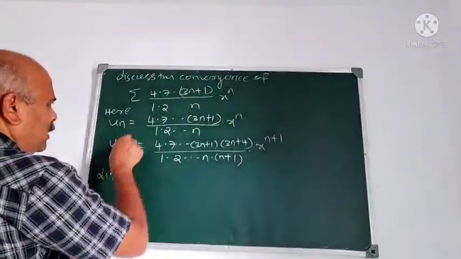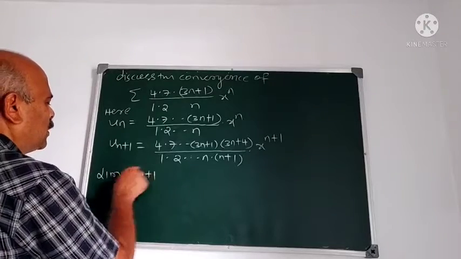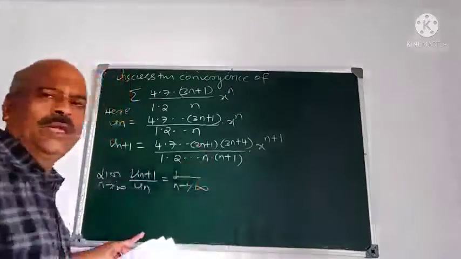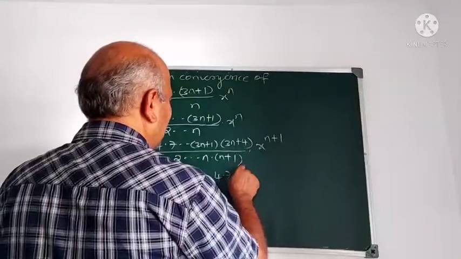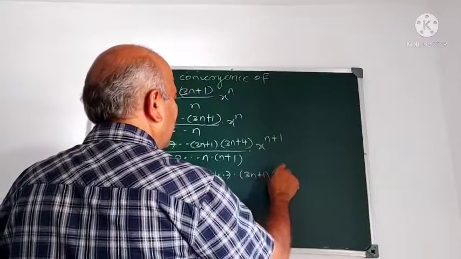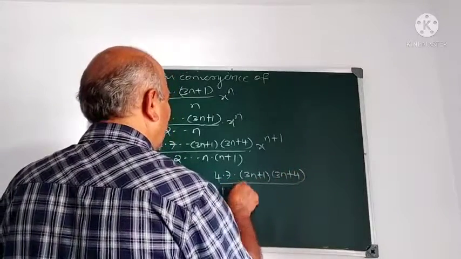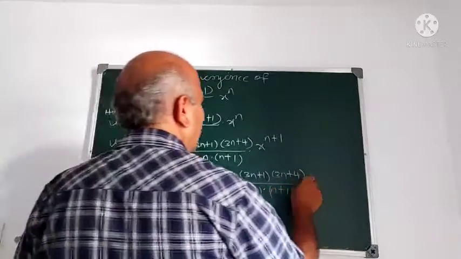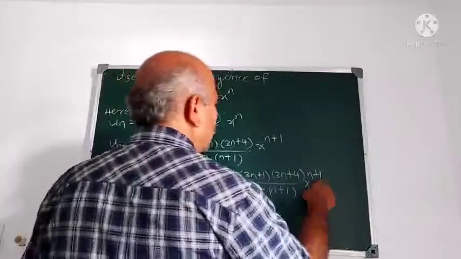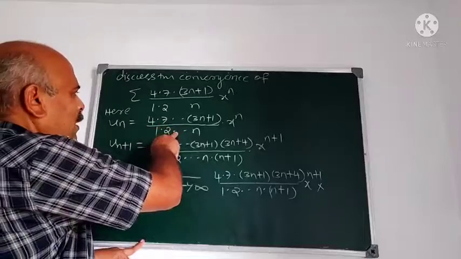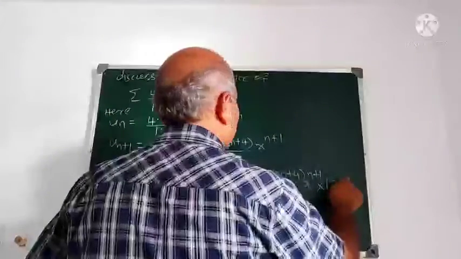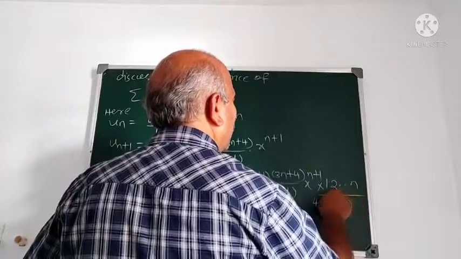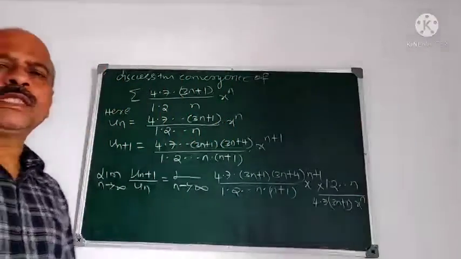So we consider first D'Alembert's ratio test. For that we consider limit n tends to infinity of un plus 1 by un. It is limit of 4, 7, etc. into 3n plus 1 into 3n plus 4 upon 1, 2, etc. n into n plus 1, into x raised to n plus 1, divided by un, which means multiply by the reciprocal: 1, 2, etc. into n divided by 4, 7, etc. 3n plus 1 into x raised to n. This is un plus 1 by un.